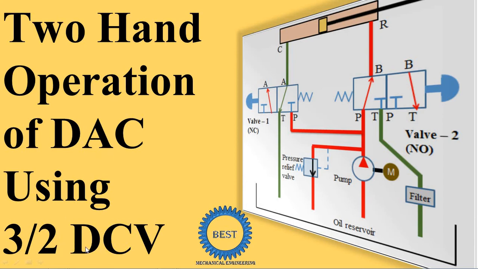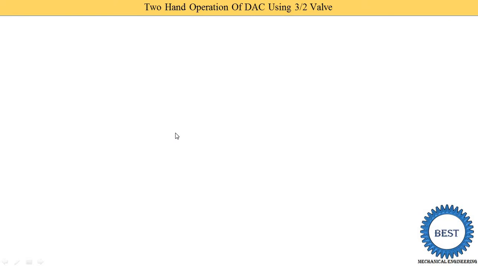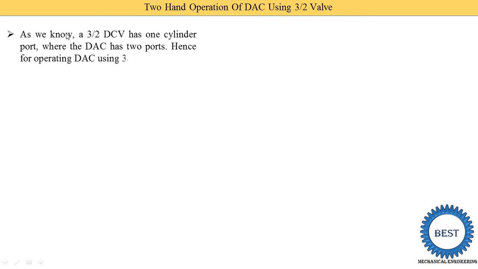In this video, I explain the theory by using various animations, so you will understand it easily. In a double acting cylinder, you know that oil is supplied to both sides of the piston. So we require two cylinder ports. As we know, a 3x2 DCV has only one cylinder port, whereas the double acting cylinder has two ports.